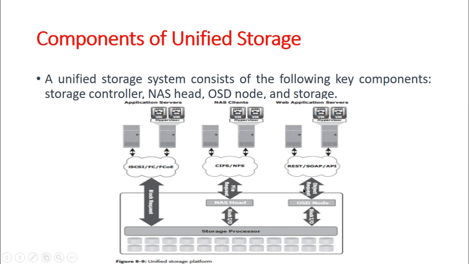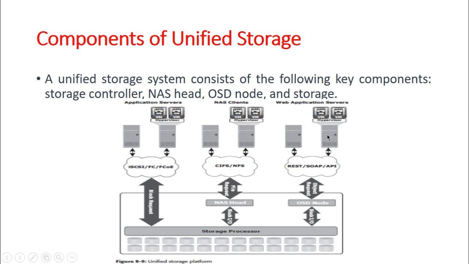And lastly, we have the object IO request. The web application servers send an object request, typically using the REST or SOAP protocols, to the OSD nodes. The OSD node receives this request and converts it to a block level request and sends it to the disk through the same storage controller. The storage controller in turn processes the block request and responds back to the OSD node, which in turn provides the requested object to the web application server.